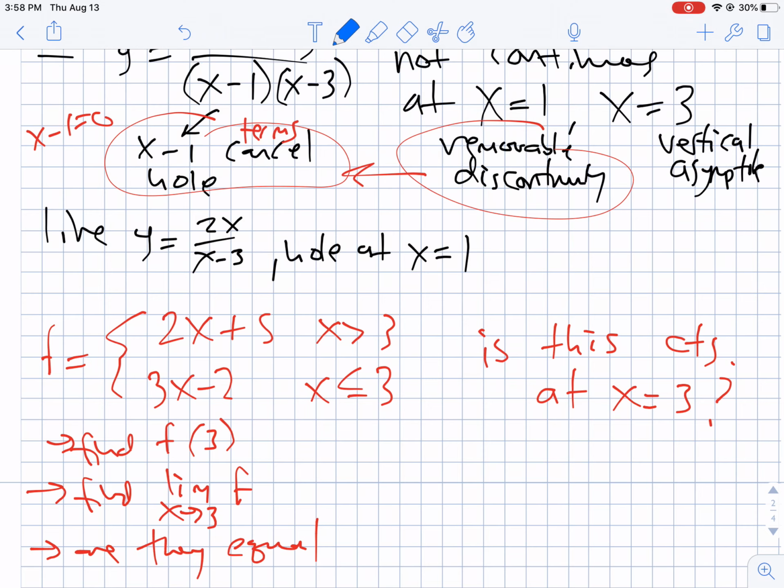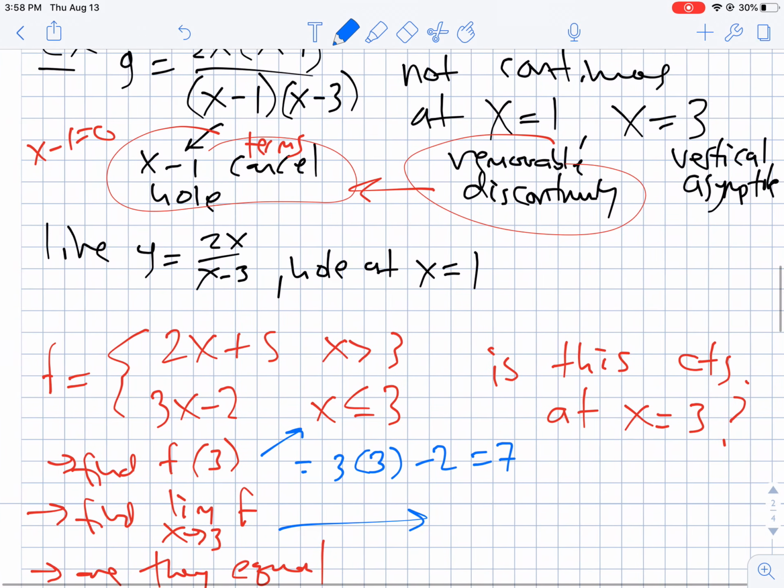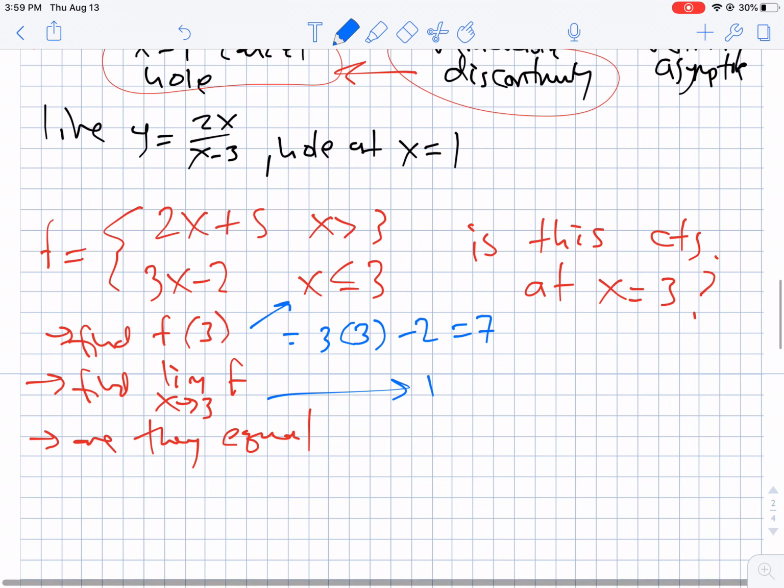Okay, so f of 3, that's the bottom case where x equals 3. So f of 3 is 3 times 3 minus 2, that's 7. Okay, so what about the limit as x approaches 3? Well, we definitely need to consider both sides.